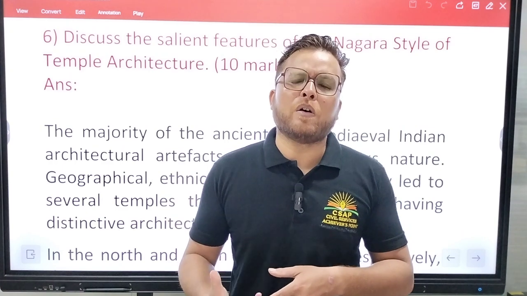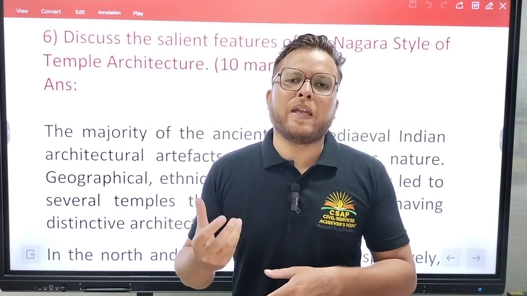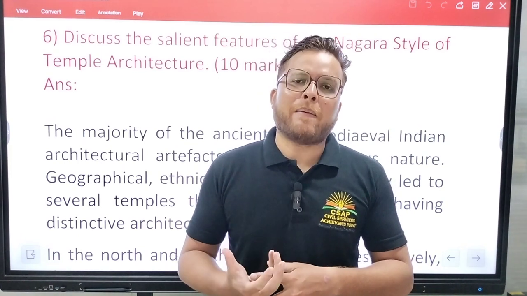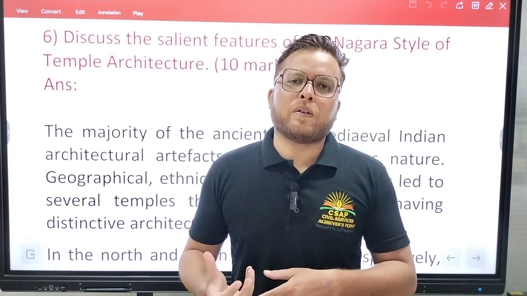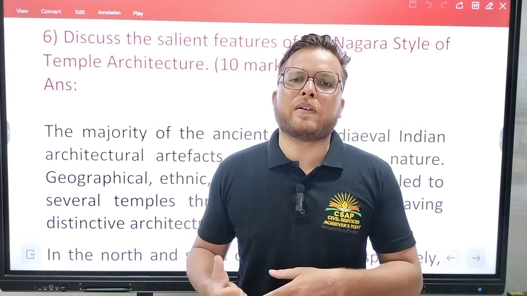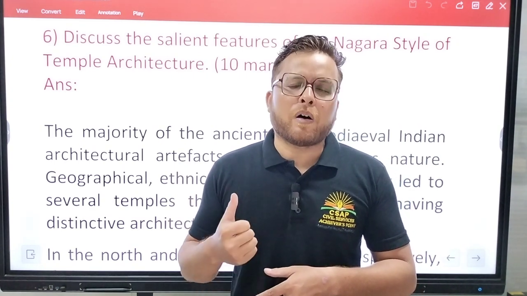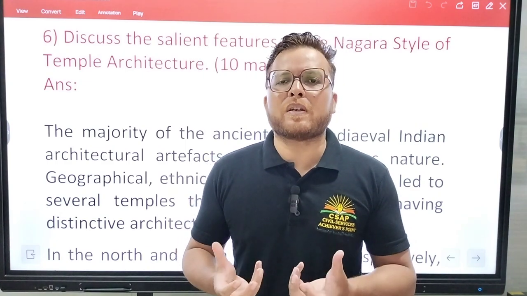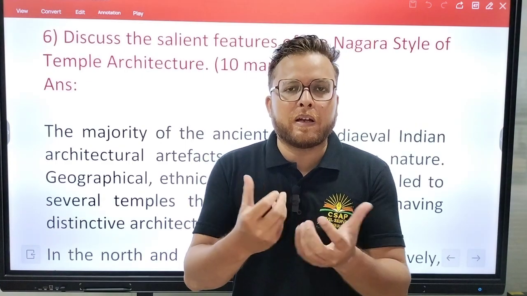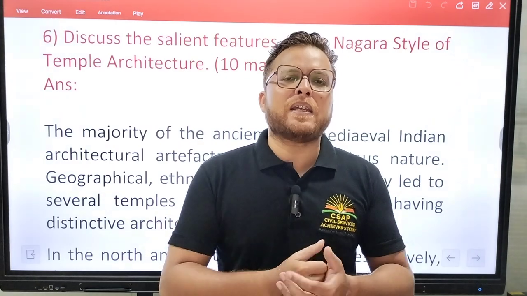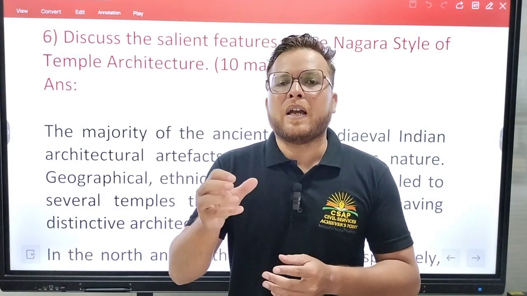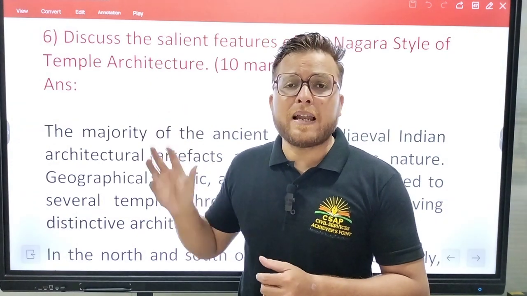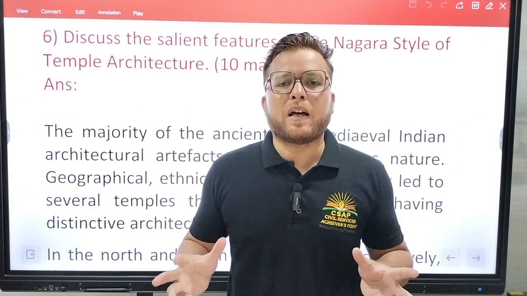Now, as we all know, be it Nagara, Vesara, or Dravida style, temples all have a structure known as the Garbhagriha. So the Nagara style temple also has a Garbhagriha. Garbhagriha is the most important, most sacred part of a temple, which houses the idol of a god or goddess. Now, as far as the Nagara style temple is concerned, we have this Garbhagriha.